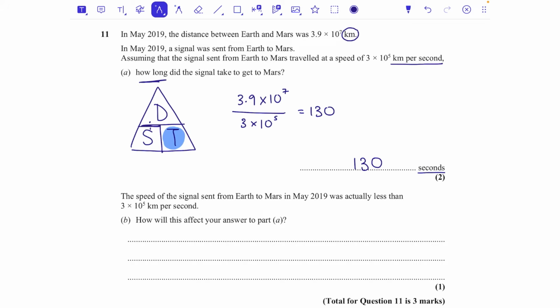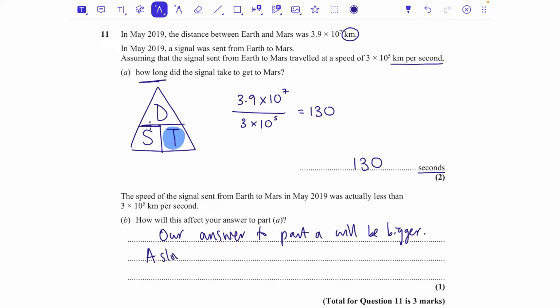The speed of a signal sent from Earth to Mars in May 2019 was actually less than that. So the speed was actually slower. How will this affect your answer to part A? So there's a couple of ways we can think about this. If the speed is slower, it's going to take longer. If we're going at a slower speed, it's going to take longer to get there. So our answer to part A will be bigger.